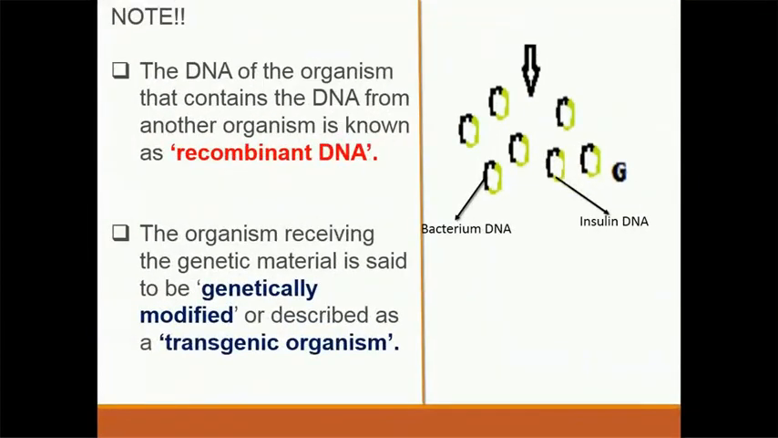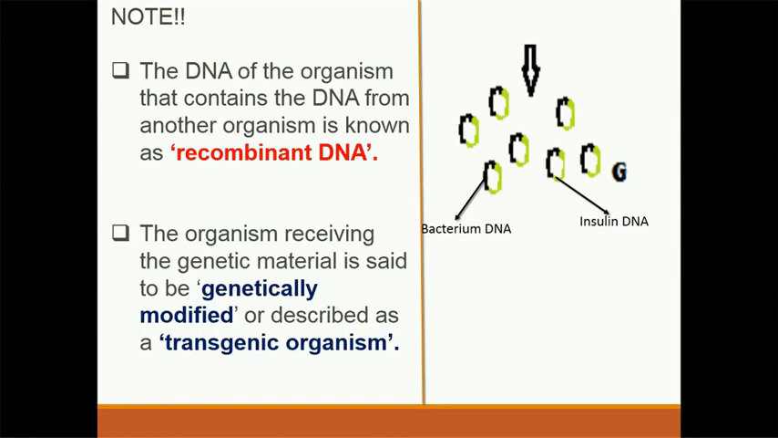Take note, the DNA of an organism that contains DNA from another organism is known as recombinant DNA. That means if you get the plasmid DNA and you add the human DNA, the plasmid DNA is now the recombinant DNA. Also know that the organism receiving the genetic material is said to be genetically modified, or you can describe it as a transgenic organism.